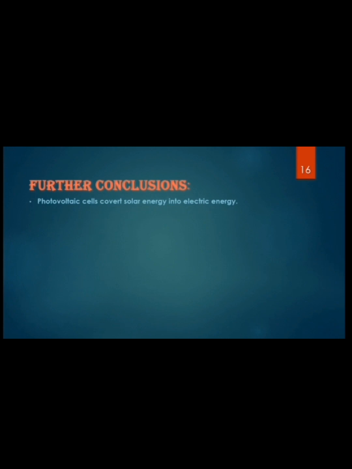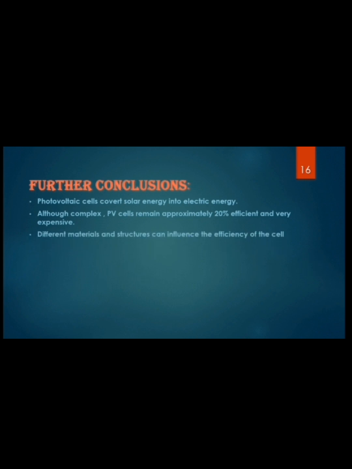Photovoltaic cells convert solar energy into electrical energy. Although complex, PV cells remain at approximately 20% efficiency and are very expensive. Different materials and structures can influence the efficiency of the cell. Several factors need to be considered to improve it: the anti-reflective coating, compositional uniformity and band gap of the material.